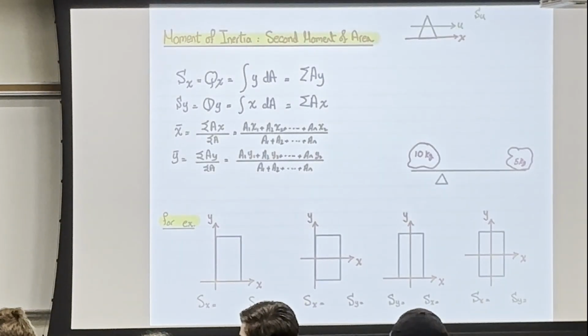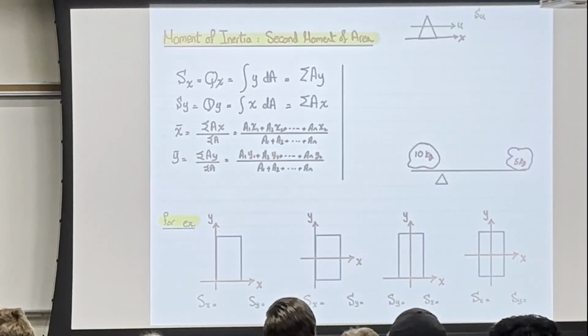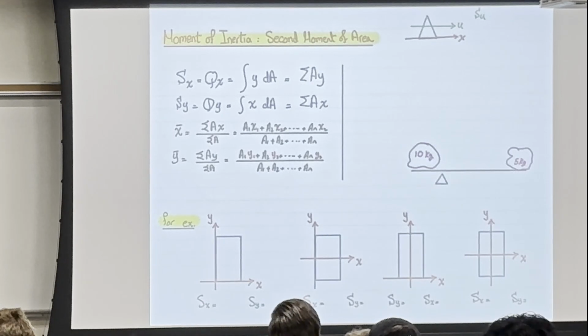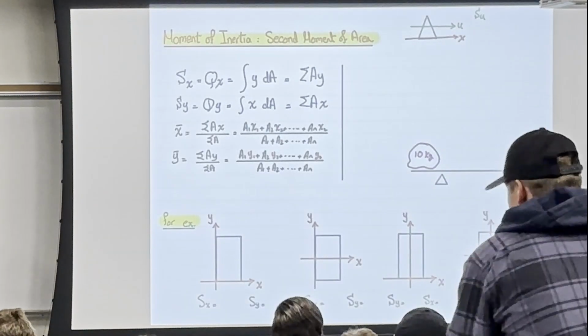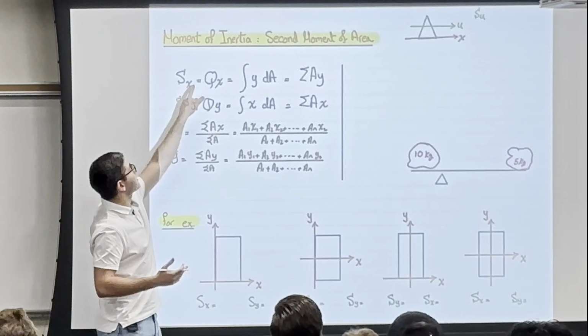One of the applications of S sub x, as I already mentioned, is to find where the centroid is, because the first moment of area tells you the distribution of that area and how far it is from the axis that you're asking about.